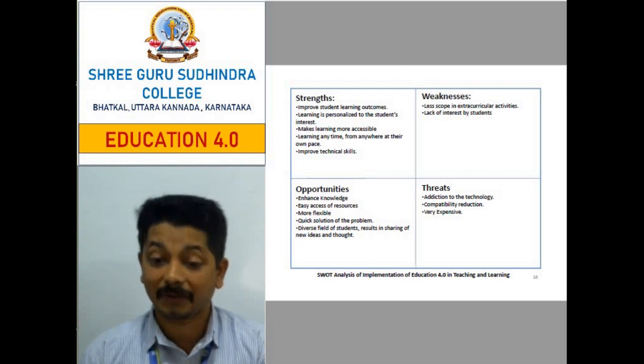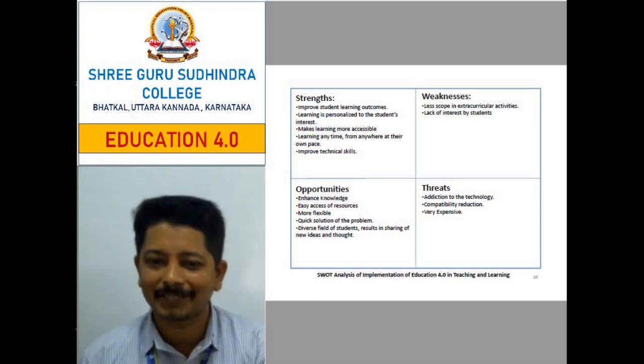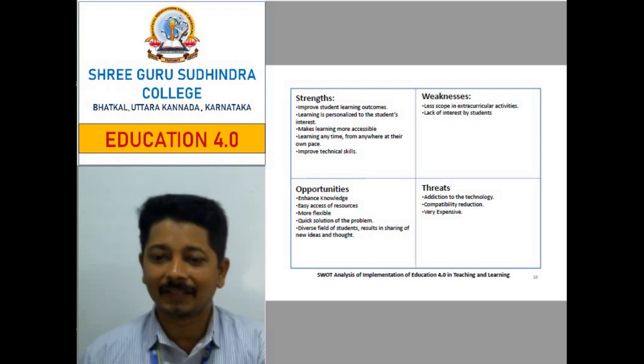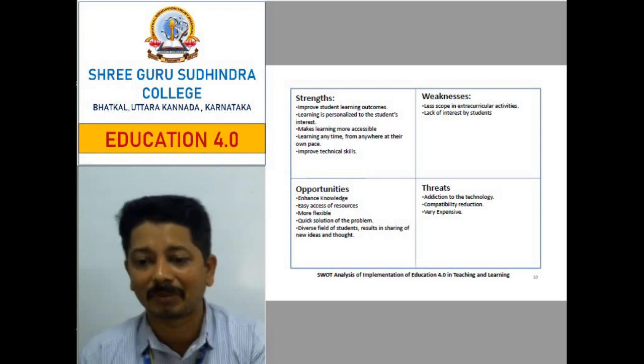And it is very, very expensive. Already I mentioned, the 4.0 demands a lot of new technology. To implement, we need to depend on software and other equipment. It's very expensive. It is not a cup of tea for every institution, especially government institutions. It's not that easy. Step by step, we can uplift, but at once, we can't convert the traditional form of education directly to 4.0. That's why the expense is one of the biggest threats.